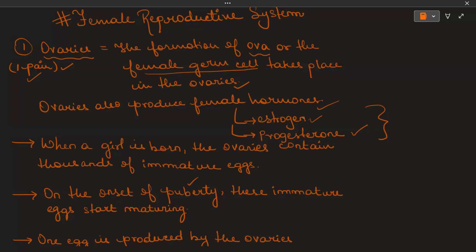Ma'am, what is ova? Ova and ovum. See, ova is ovum only. It is the female gamete. Ovum is the singular form, and ova is the plural. Okay, ma'am.